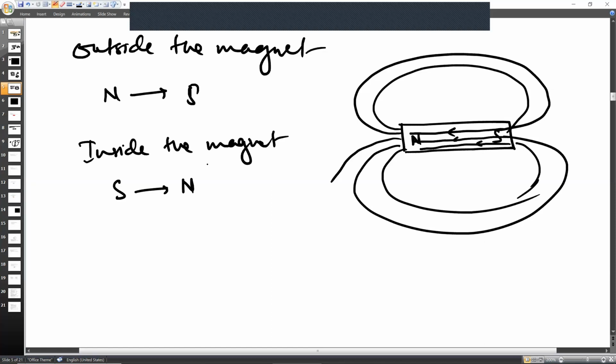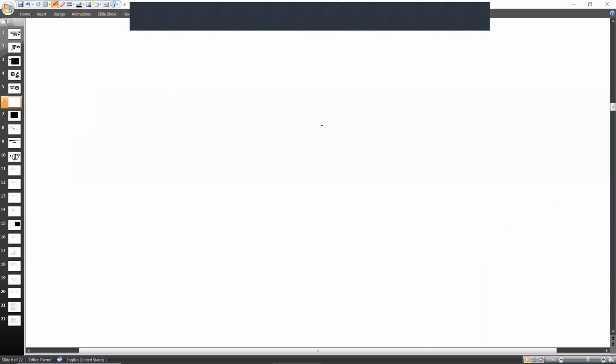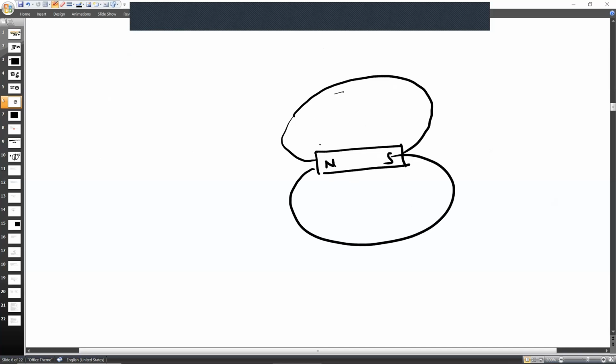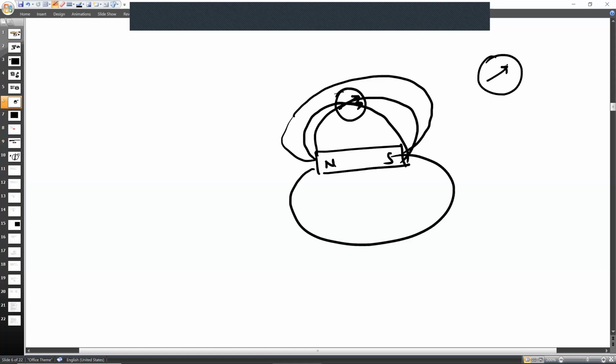Why do they never intersect each other? Because if they intersect, then at the point of intersection, the magnetic needle should deflect in 2 directions. Let me explain one more time. Imagine that this is the north and south pole, and if these magnetic field lines intersect, let's suppose they intersect at this point. When you put the compass needle here, it should deflect in this direction and also in this direction. But it is not practically possible that a needle deflects in 2 directions. So we just say that the magnetic field lines never intersect each other.